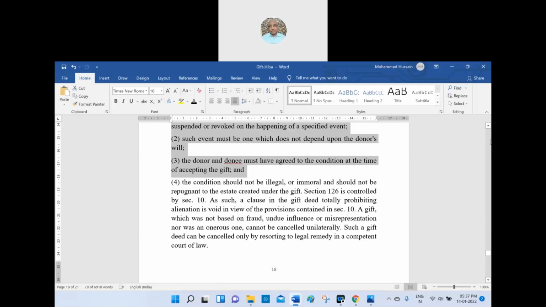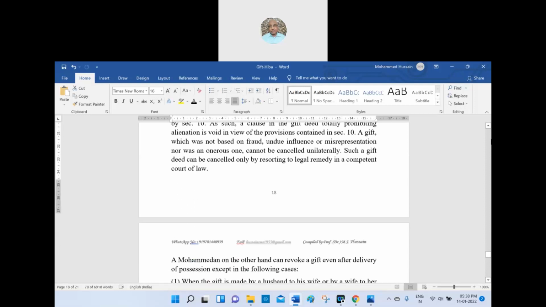As such, a clause in a gift deed totally prohibiting alienation is void in view of the provision contained in section 10. Section 10 also clearly maintains in the Transfer of Property Act that if anything falls under it, it becomes void. A gift which was not based on fraud, undue influence, misrepresentation, or was not an onerous one, cannot be cancelled unilaterally unless it is free from such coercion. Such a gift deed can be cancelled only by resorting to legal remedy in a competent court of law. If any breach has happened, if anything is not properly followed, at that time one can bring an action in the court of law.